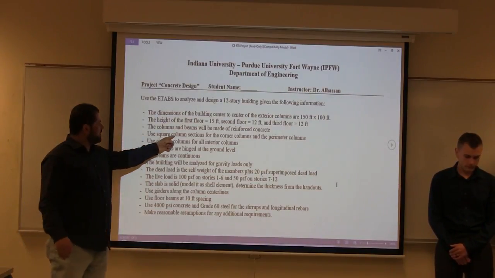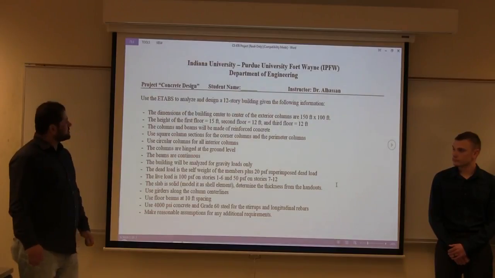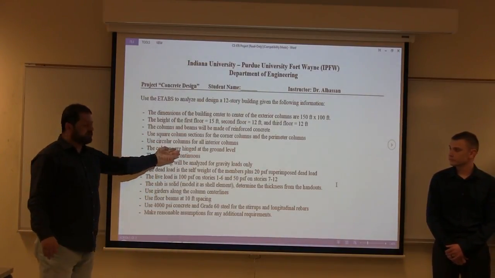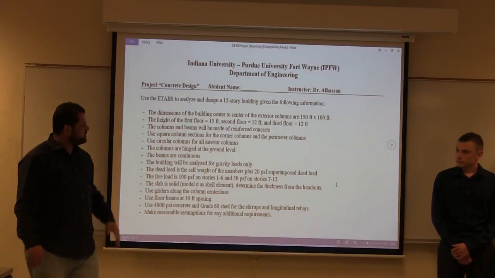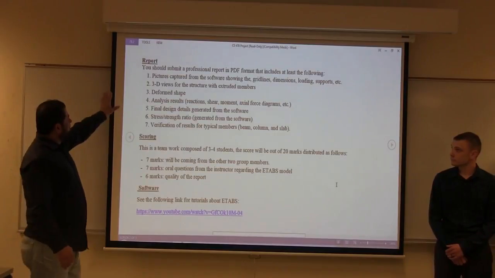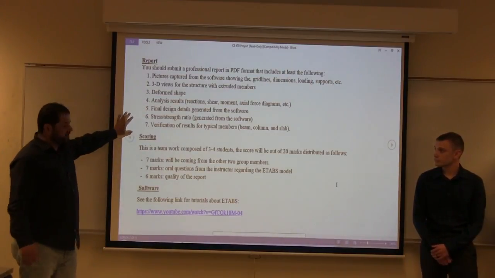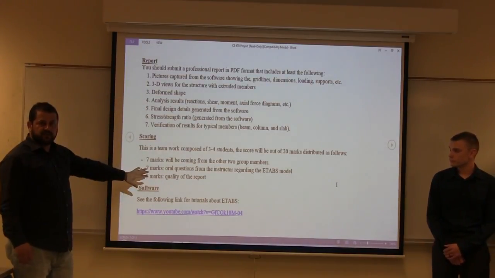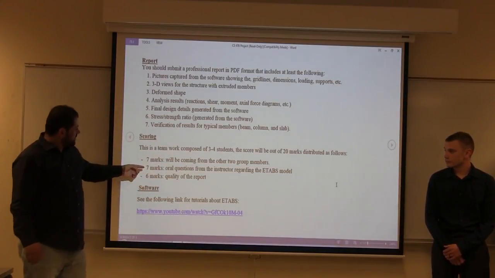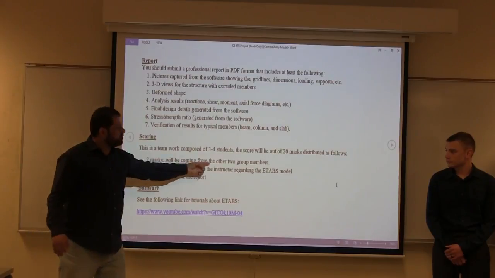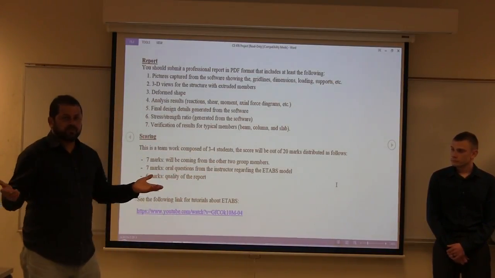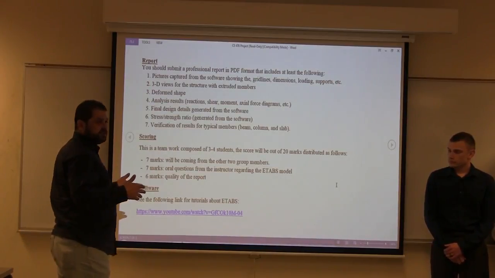I asked them to use square columns for all the corner and perimeter columns, and to use circular columns for all the internal columns. The scoring for this project will be, there will be a report, and there will be a presentation, and student evaluation. There will be 7 marks for the student evaluation coming from the other 2 group members. So the group will give a score for each member of their group, and I will take the average for that.